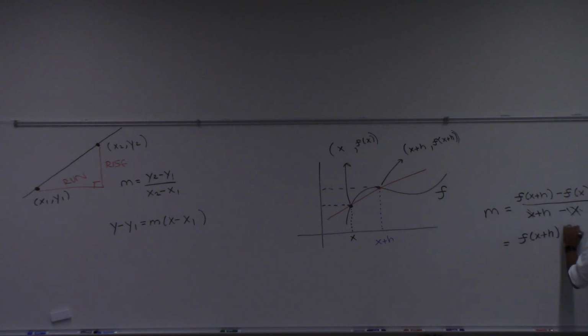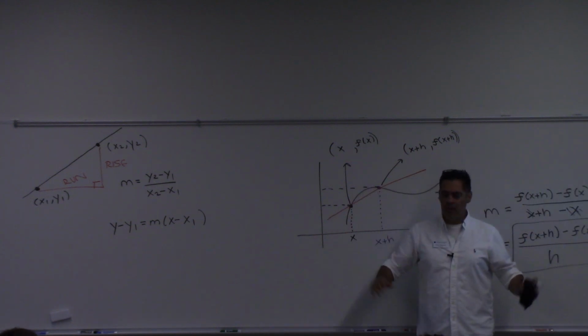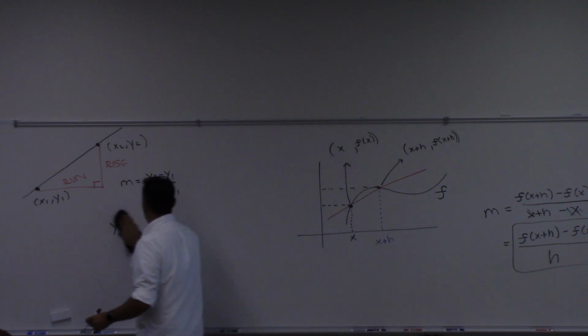This is a generic formula. This is a very generic formula right there. It's a very important formula. It's called the difference quotient. So that formula right there will always give you the slope of this red line for any function. So now I'm going to give you one specific function.